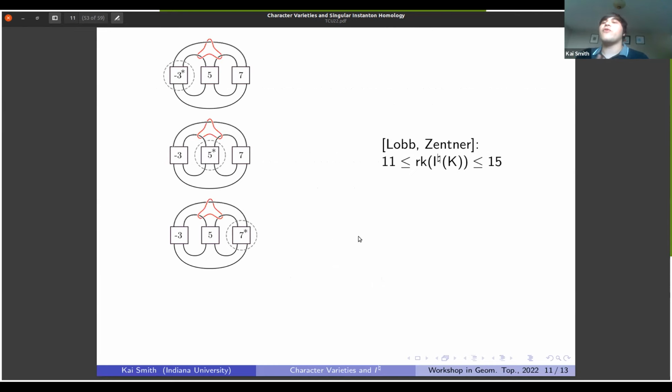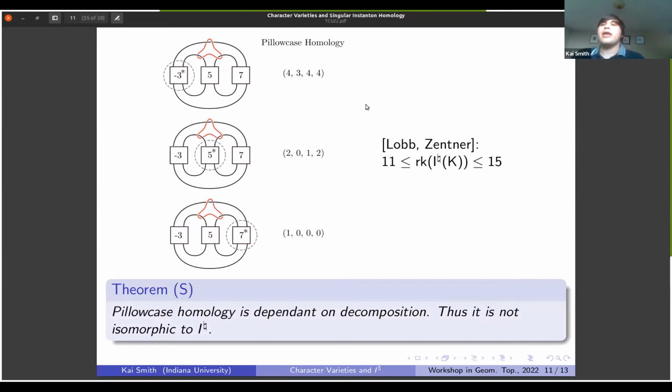So before I do anything, a result of Lobb and Zentner says that the rank of the Instanton homology should be somewhere between 11 and 15. But if I compute the Pillowcase homology with these three different decompositions, I can see that I get rank 15, 5, and 1. And so remember, it's Z4 graded, so these are just the ranks in each grading. So in particular, Pillowcase homology is dependent on the decomposition. So it's not really well defined, and that definitely can't be isomorphic to I natural.